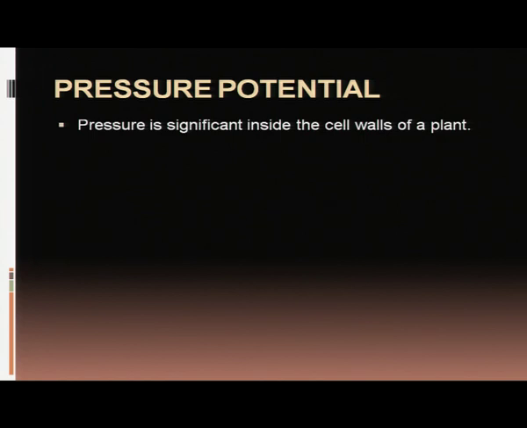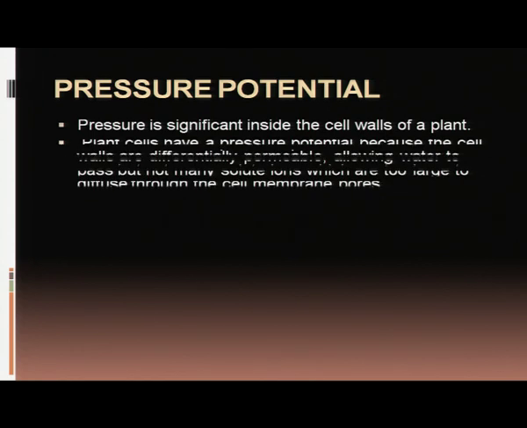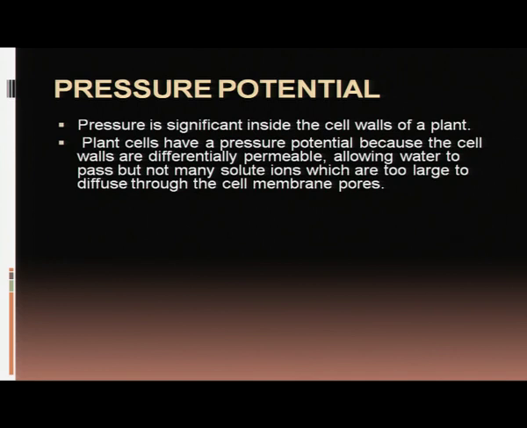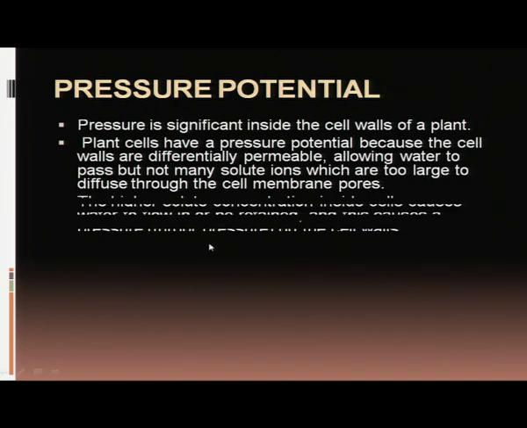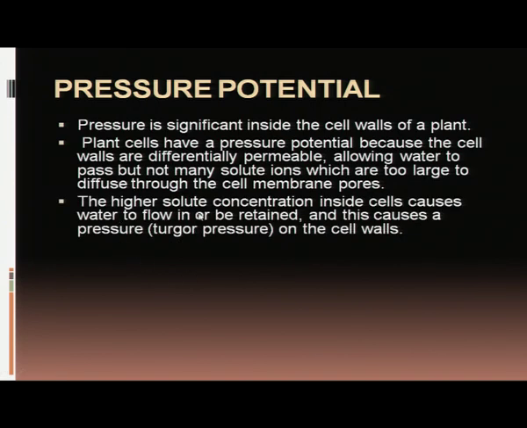Pressure potential. Pressure also plays a very important role inside plant cell walls. Plant cells have pressure potential because the cell walls are differentially permeable, allowing water to pass, but not many solute ions, which are too large to diffuse through the cell membrane. The higher solute concentration inside the cell causes water to flow in or be retained. This causes a pressure, that is the turgor pressure, on the walls.